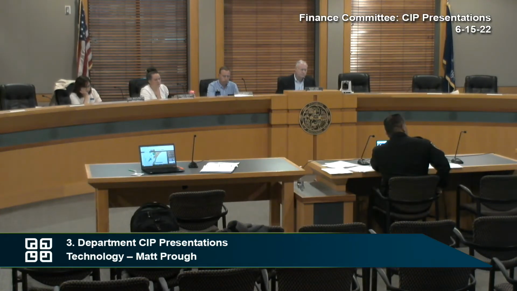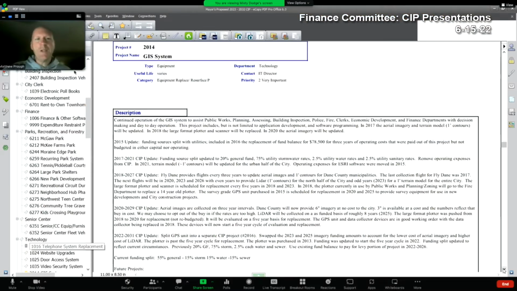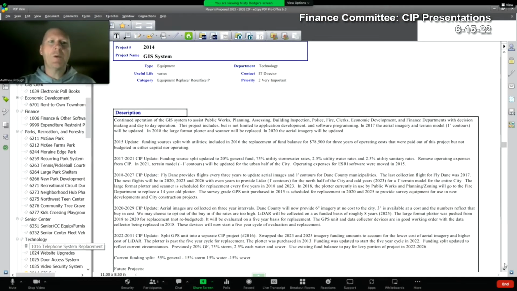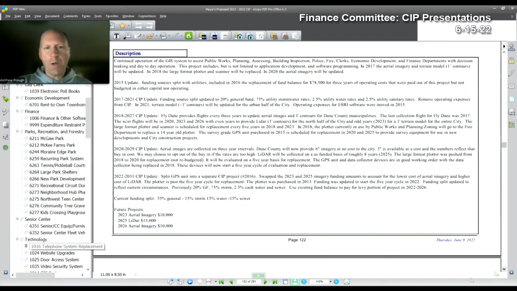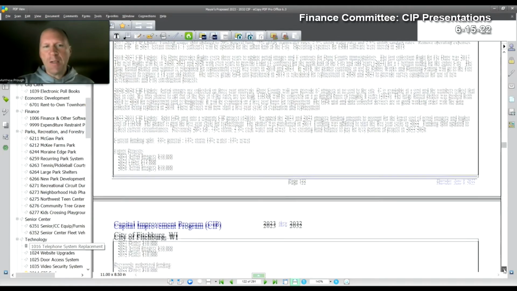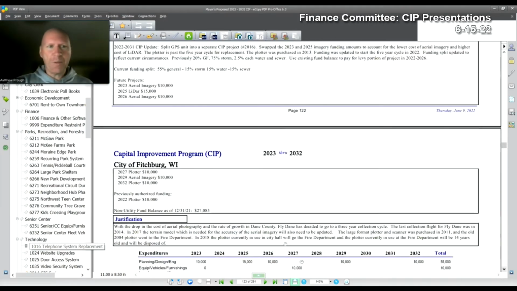So this project has moved into the IT department this year with the GIS coordinator position. This is for GIS equipment and imagery. You can see that the future projects down there are 2023 aerial imagery, and 2025 and 26 are additional imagery. These are all done through partnerships with Dane County and others.